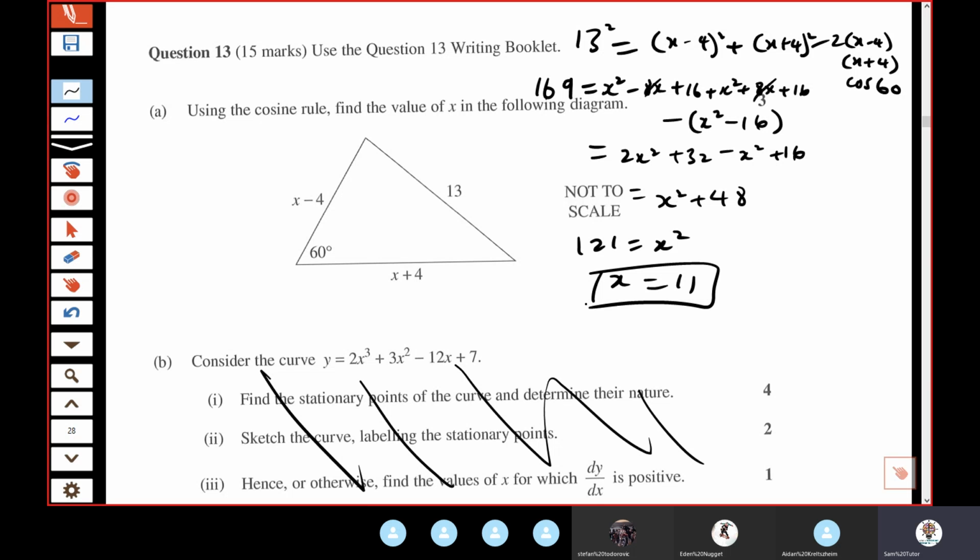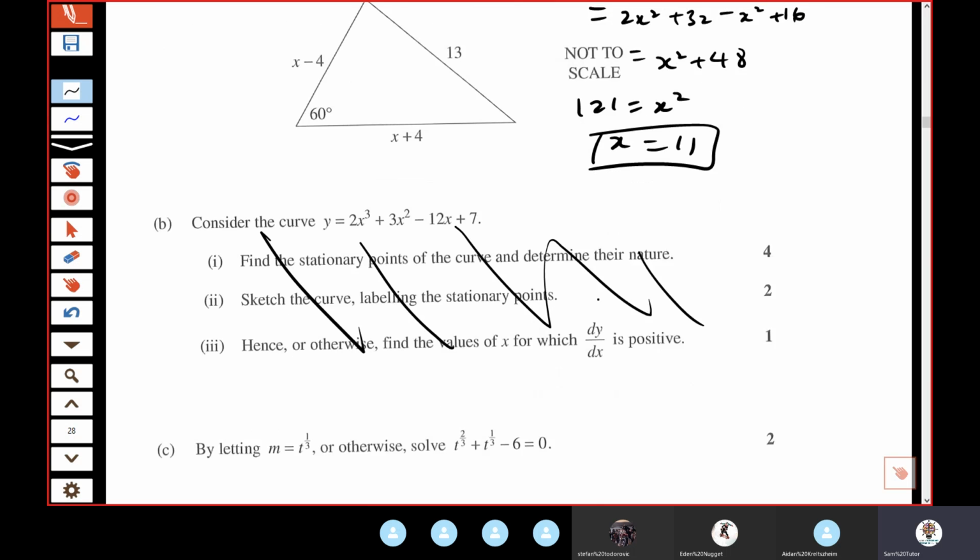All right, have a look. Any questions? c squared equals a squared plus b squared minus 2ab cos C. No questions? Everyone's happy with that? Move on.